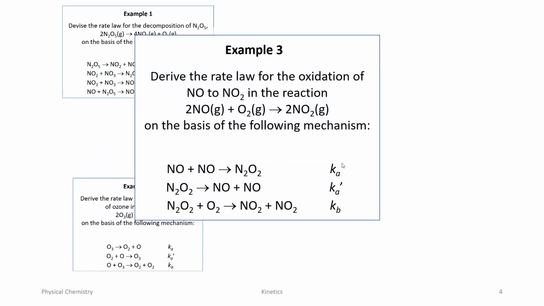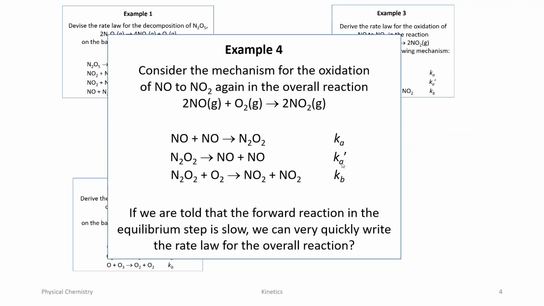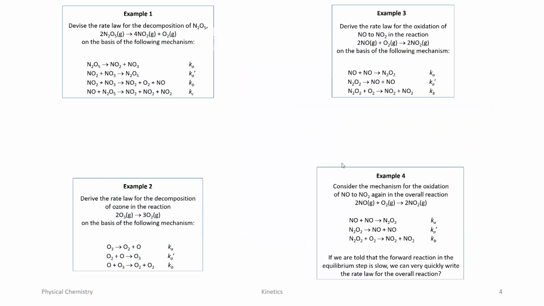The third example we'll be looking at will be deriving a rate law for the oxidation of nitrogen monoxide to nitrogen dioxide, and we'll have these 3 steps as the proposed reaction mechanism. And finally, we'll be using the same overall reaction, the oxidation of nitrogen monoxide to nitrogen dioxide, using the same 3 steps, but this time we're told that the forward reaction is quite slow. And if it is a rate determining step for the reaction, can we immediately write down a rate law for the overall reaction? So those are the 4 examples we'll be looking at in these videos.